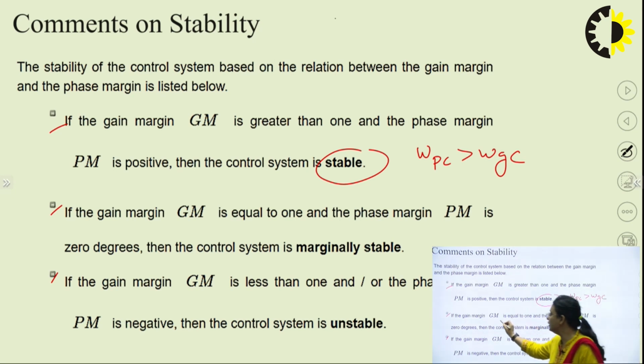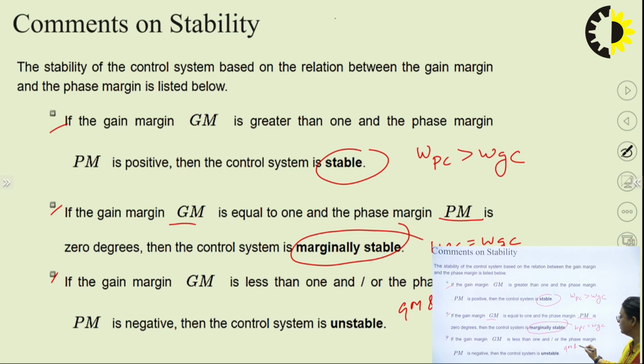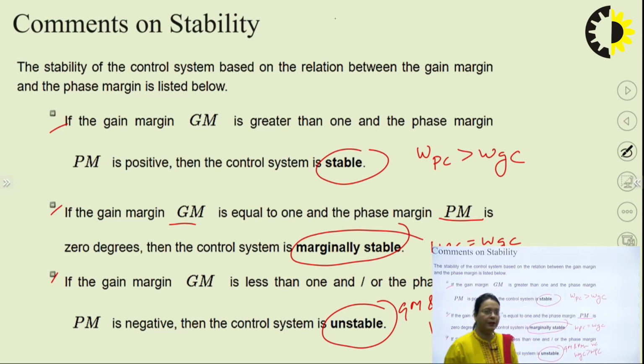If gain margin is equal to 1 and phase margin is equal to 0 degrees, or omega PC is equal to omega GC, then in that case, the system is called marginally stable. But if gain margin is less than 1 or phase margin is negative, that means both gain margin and phase margin are negative, or omega GC is greater than omega PC, then in that case, the system is said to be unstable. So, these are the three important points to comment upon the stability of any system.